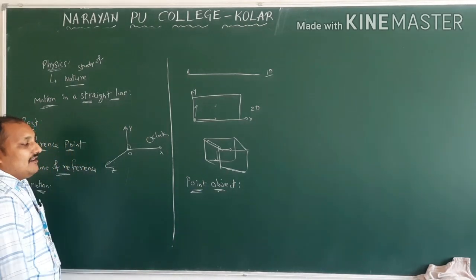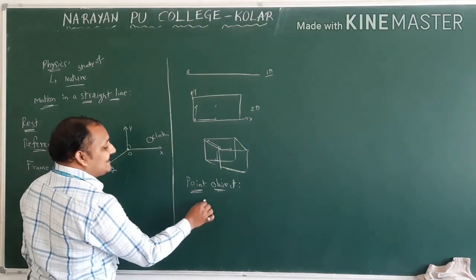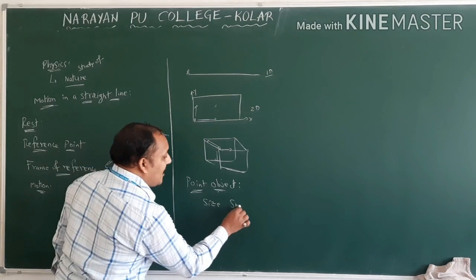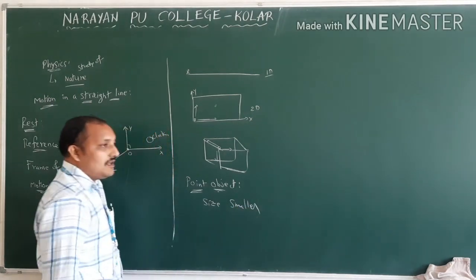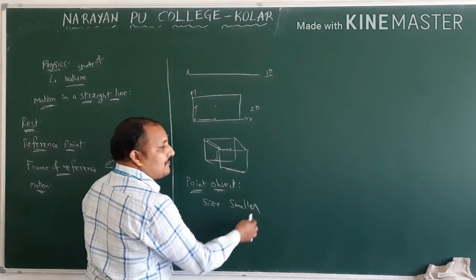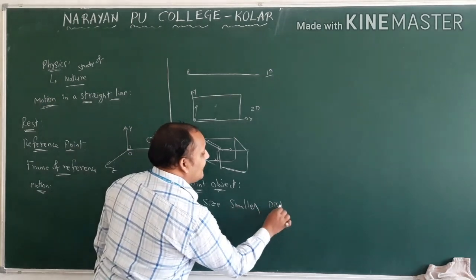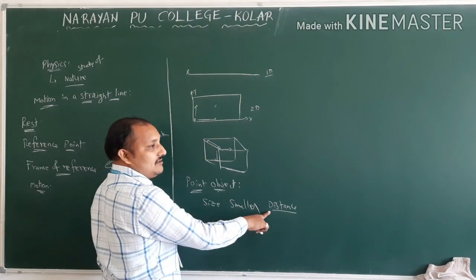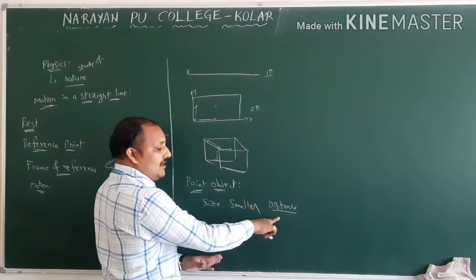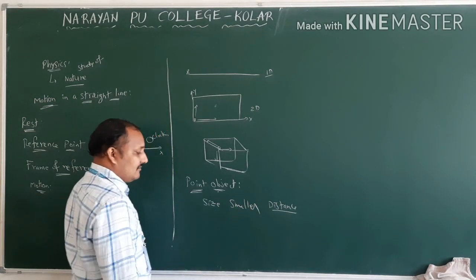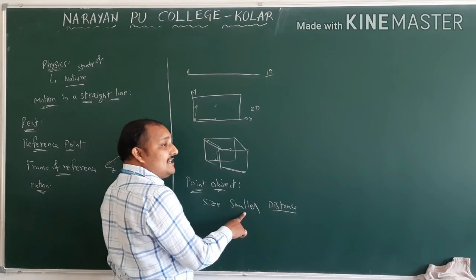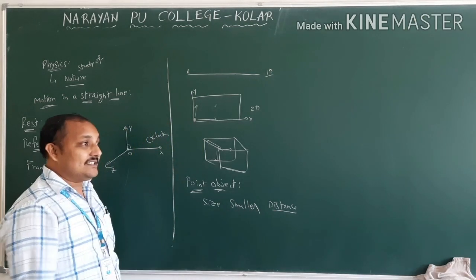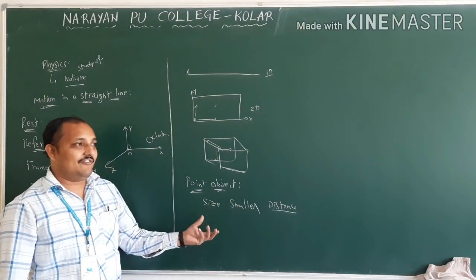We can call it, in a very simple way, that the object size is smaller than the distance covered by the object. Still, I will give what is meant by distance, but generally you came to know distance. I will give the definition for this. Okay, if the size of the object is smaller than the distance covered by the object, then the object is said to be a point. This is the definition in physics.